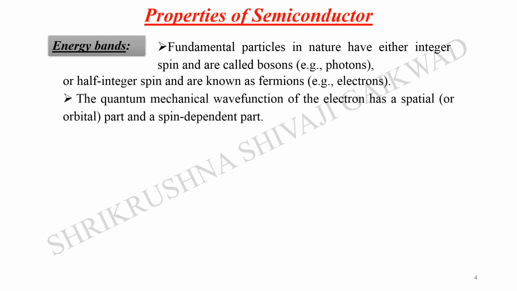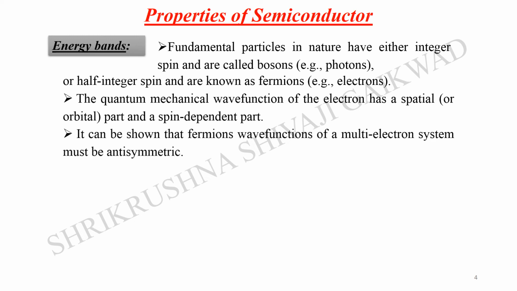So the quantum mechanical wave function of the electron has two parts. One is the spatial part, that is the radial or orbital part, which is r dependent, x y z, and the other is the spin dependent part, that is the spin half and spin minus half part. So it is composed of both parts, spatial as well as spin dependent, and is a multiplication of each other.